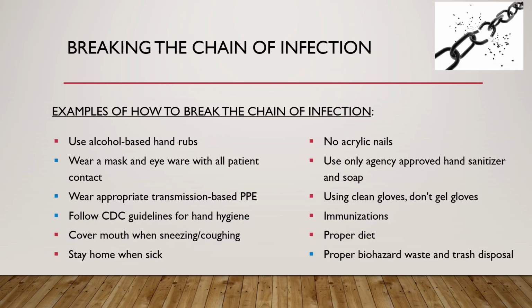Below are listed some examples of how to break the chain of infection. Using alcohol-based hand rubs. However, the norovirus, or what some people refer to as the GI bug, does not respond to alcohol-based hand rubs. So if you're only using alcohol-based hand rubs, gels, etc., then you still have the potential of getting the norovirus, which is only prevented through good hand washing.